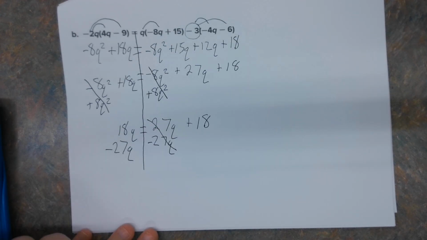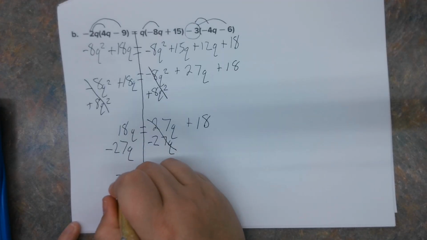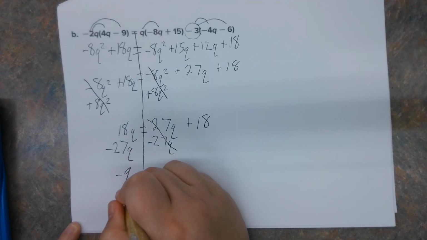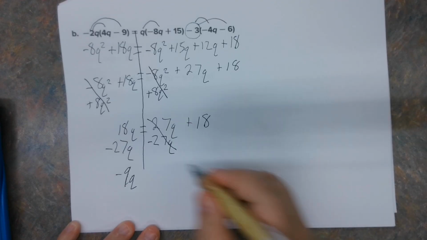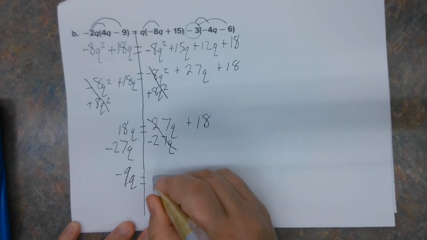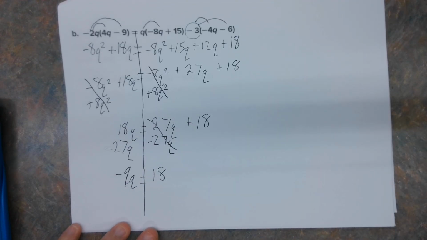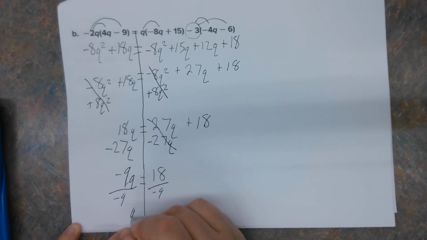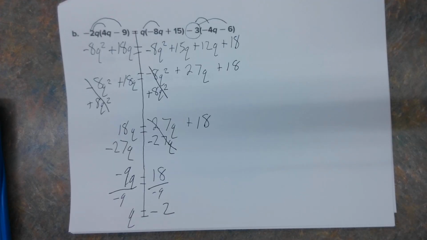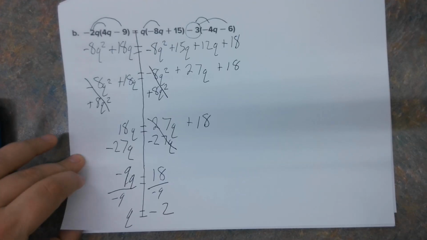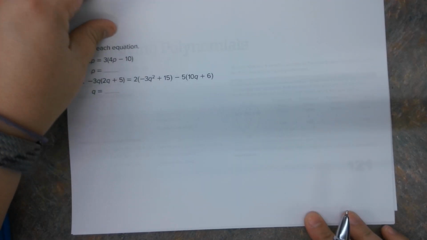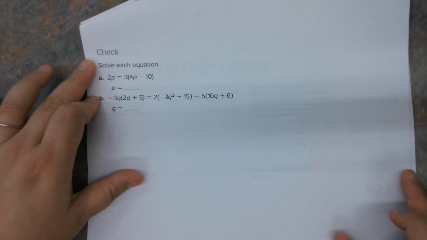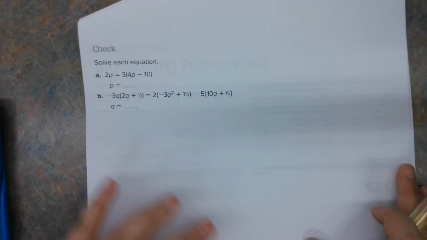I don't know that one. 18 minus 27. I'd have to think about it a little more. It's going to be negative 9q equals 18. Divide by negative 9. Q equals negative 2. Okay, there we go. You're now going to try it. You have two problems for your check. You're going to try A and B.